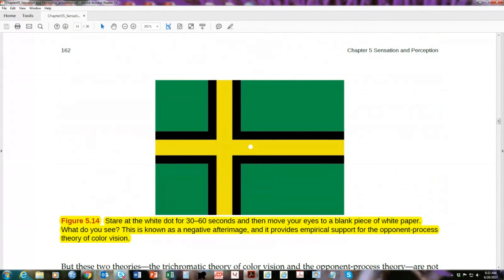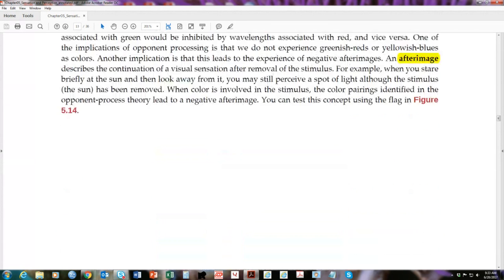In figure 514, if you look at the fixation point and stare at it for 30 to 60 seconds, and just keep your eyes focused on it. And it helps if you get your eyes close to it and don't allow them to move. And then if you look at a piece of white paper, just immediately shift your eyes to a piece of white paper, you'll see the opponent colors. And so the opponent color for green is red, the opponent color for yellow is blue, the opponent color for black is white. And so you see something that's essentially the opposite. And so that's a good demonstration of opponent processes.